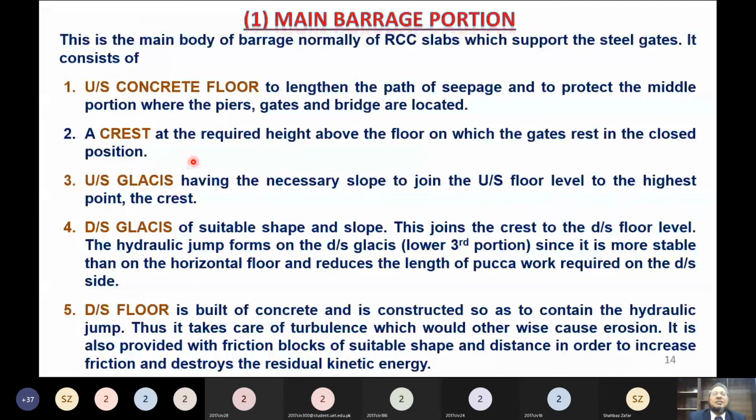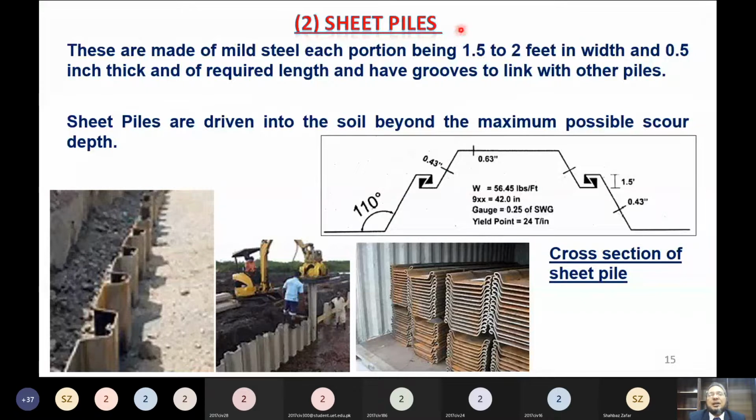So now this was the main barrage portion. Now we have to discuss the sheet piles. So what are sheet piles? Sheet piles are basically made of mild steel, and each portion width is about 1.5 to 2 feet, whereas thickness of the plate is about half inches. Okay, so these are the sheet piles, and these are required.